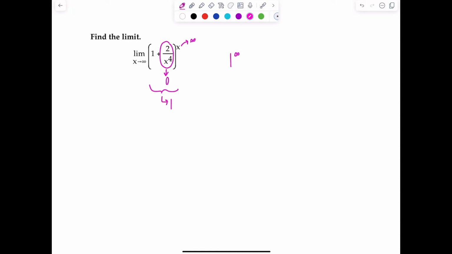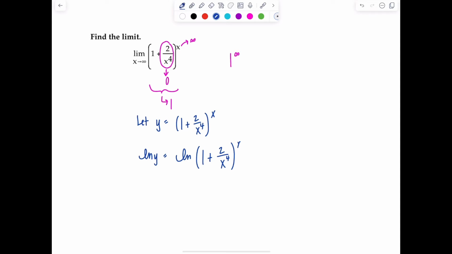Well, when you have an indeterminate power, 1 to the infinity, 0 to the 0, or infinity to the 0, you're going to bust out a natural log. There's a couple ways to write this up, but I'll just show you what I like to do. We're going to let y equal the original expression whose limit we're trying to find: (1 plus 2 over x to the 4th) raised to the x. Now natural log of y is going to equal natural log of (1 plus 2 over x to the 4th) to the x.